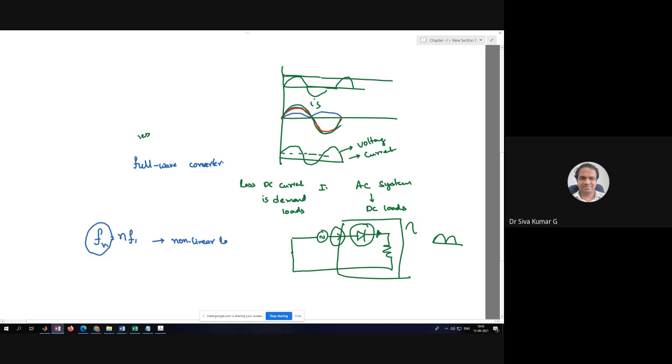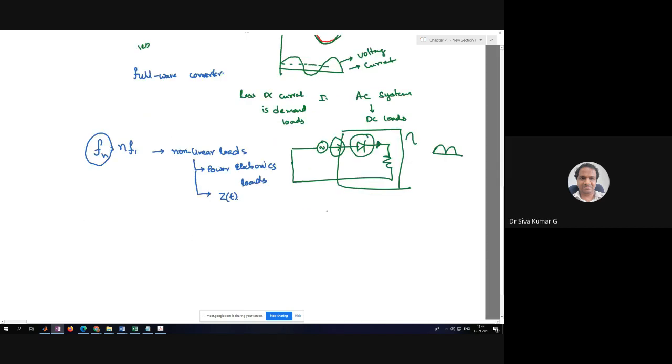The nonlinear loads may be power electronic loads, not the inductor and the capacitor, and other loads where the impedance is changing with respect to time. That means Z of t is a variable, dependent on the applied voltage V of t and also a function of time.